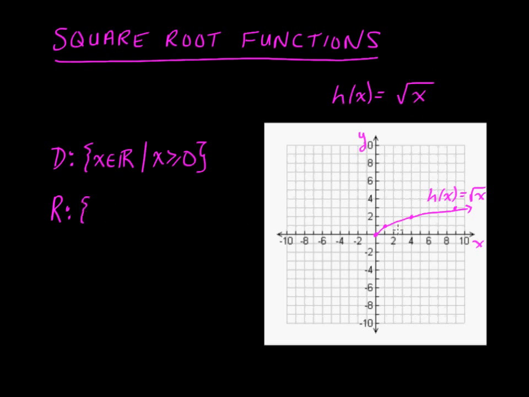And in terms of the range, again, only y values that are greater than or equal to 0 are possible because it's not possible to take the square root of a positive number and get a negative result. And so we want the y values that are real numbers and greater than or equal to 0.